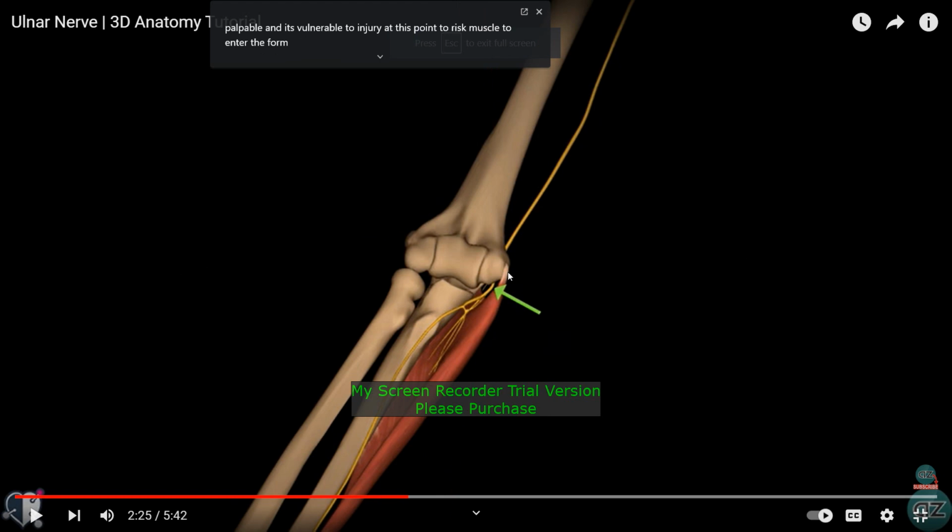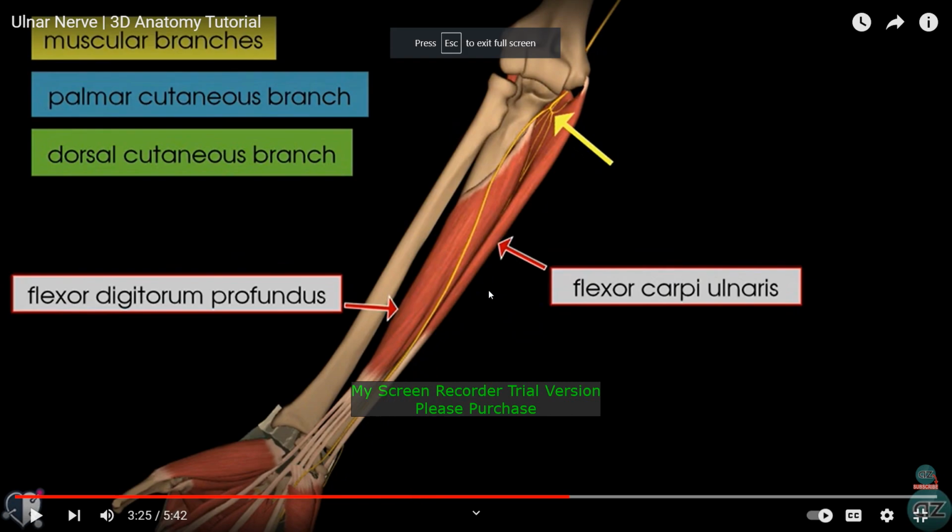After that, it enters into the anterior compartment again, while entering into the forearm through the two heads of flexor carpi ulnaris, and thereby it innervates the flexor carpi ulnaris. It's also important to mention that the ulnar nerve does not become a content of the cubital fossa. Then it gives out three branches: the muscular branches, palmar cutaneous branch, and dorsal cutaneous branch.